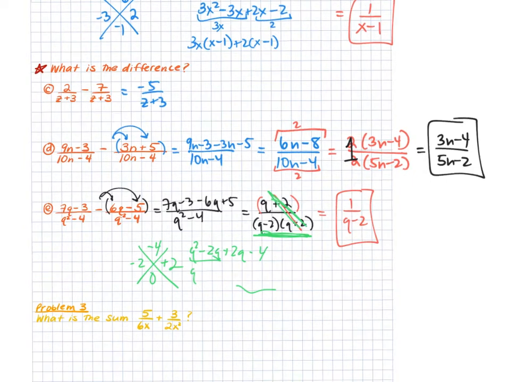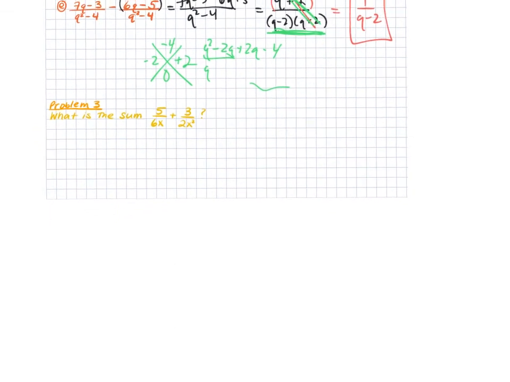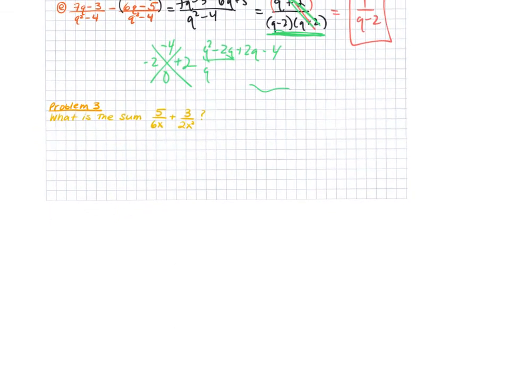Okay, so problem 3 here. Now we're having two different denominators, and so we need the least common denominator in order to do this, right? So we need the same denominators here. In this case, to find the least common denominator, we're finding the least common multiple of 6x and 2x squared.